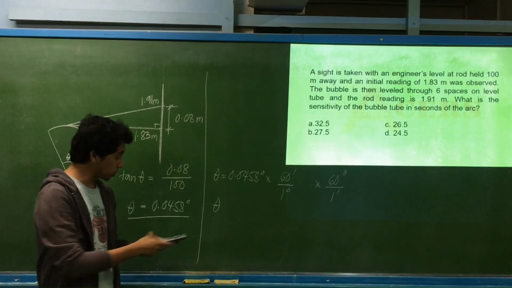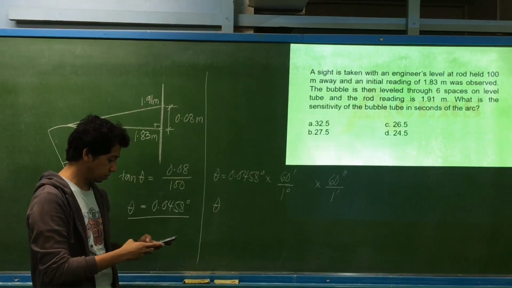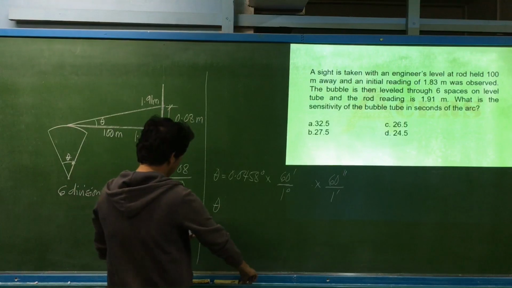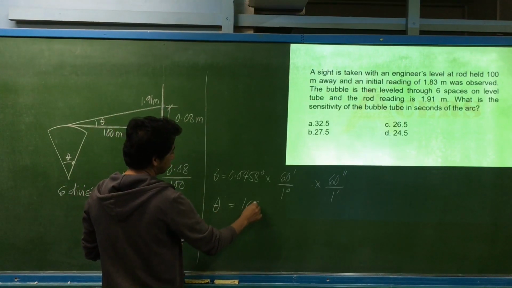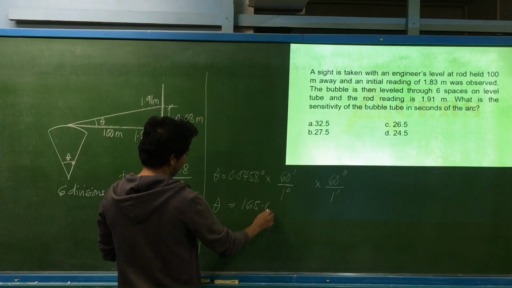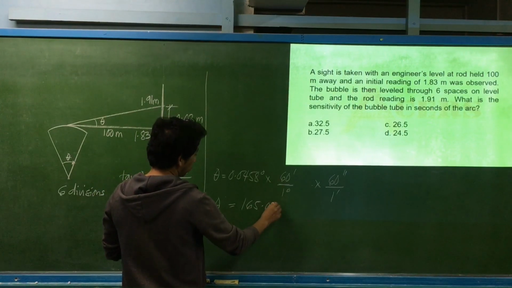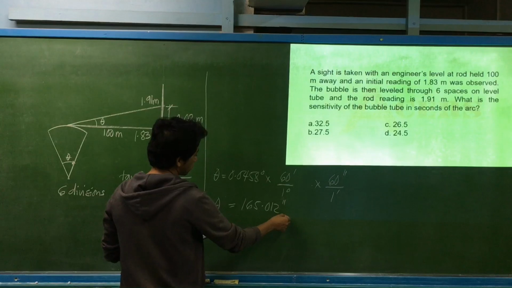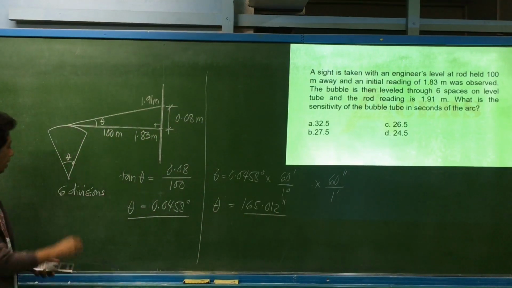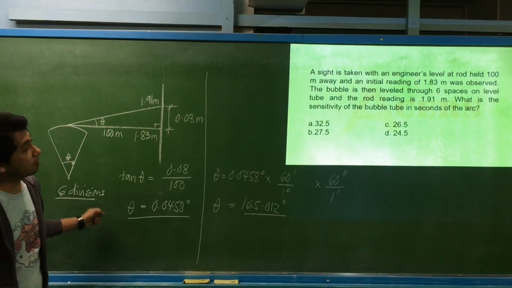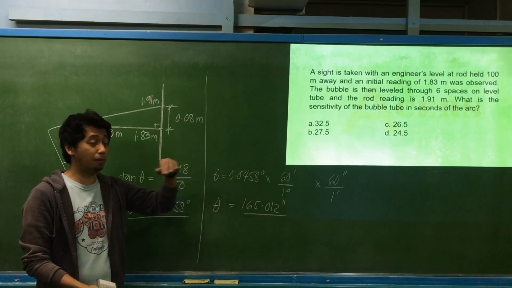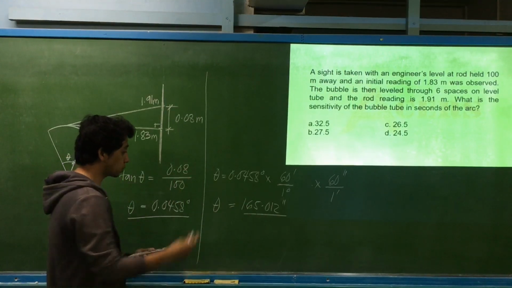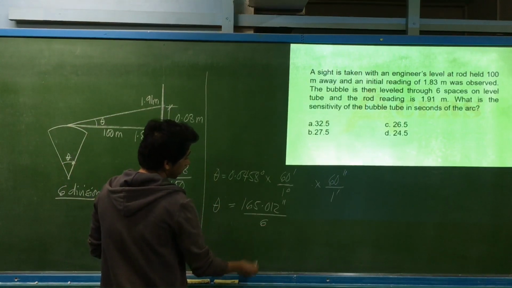So I'll be using the stored value. We'll be having a value of 165.012 seconds. But the problem says we are to level through 6 spaces, so this value is to be leveled to 6 spaces. So we divide by 6.